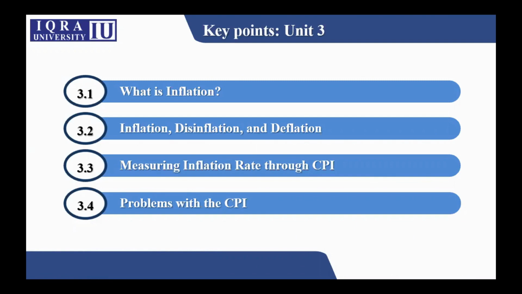In unit 3, we have 4 subunits: 3.1, which is what is inflation; 3.2, where we are going to discuss the difference between inflation, disinflation, and deflation, and further types of inflation. In 3.3, we will discuss how to measure the inflation rate through CPI, which is the Consumer Price Index, and the last subunit, 3.4, we will discuss problems with the CPI.